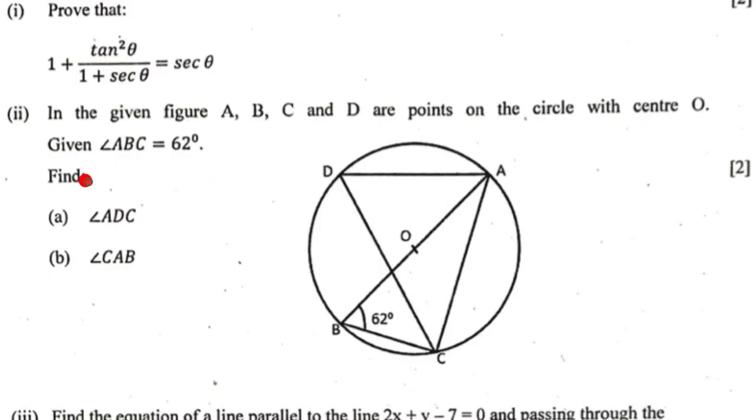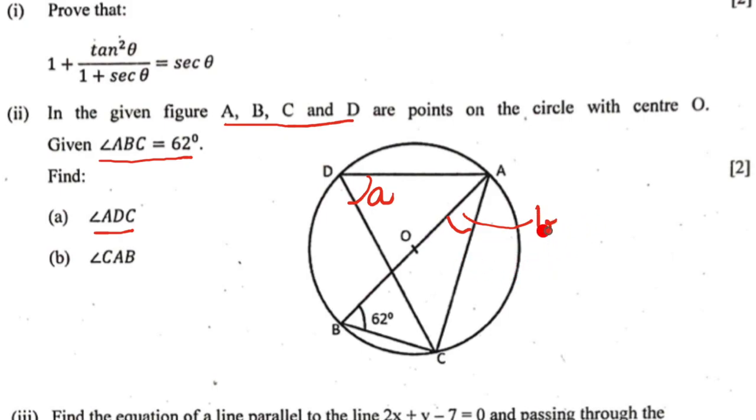Question 6, second part. In the given figure, A, B, C, D are the points on the circle with center O, and ABC is given as 62. And can you see this AB? That's also given as the diameter. We have to find angle ADC. Where is ADC? This one, we'll call this as A. And CAB, this one, we will call this as B.